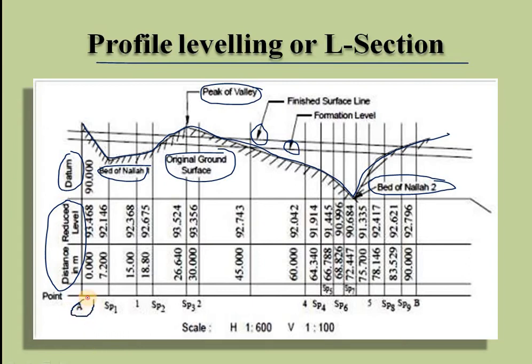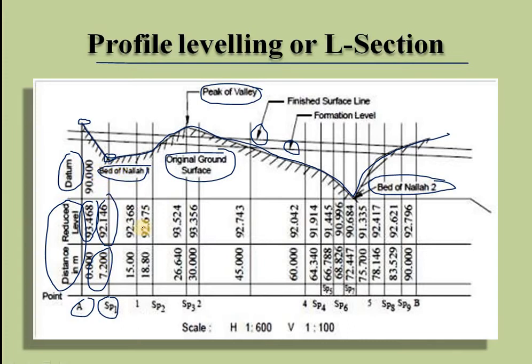You can see the point A and this is SP1. This is distance in meters 0.000, from the point A it started, and from the SP1 you will be getting 7.200. Here the level, starting one is 93.468 and here 92.146. That means 93.468 is the highest, whereas coming to here 92.146 is lowest. From one position to another position, we get the difference. That is 7.2 meters, which is the distance.